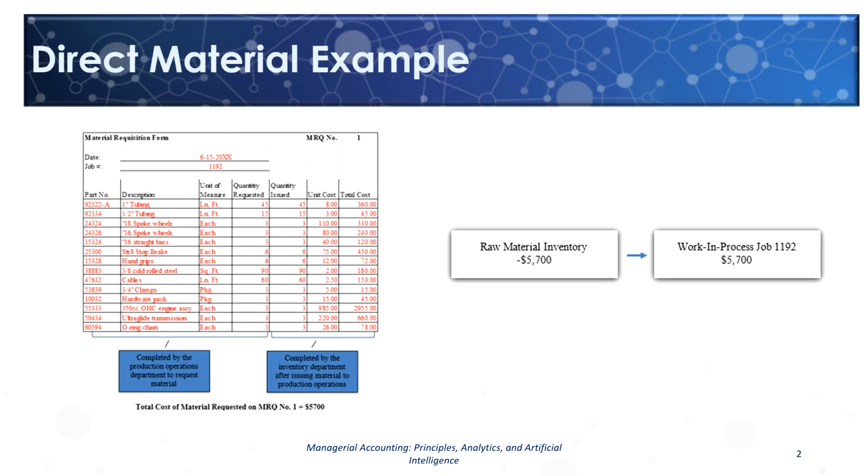Direct materials are tracked using a materials request form, sometimes called materials requisition. This document shows the amount of material moved from raw material storage into production. Once materials are used, their cost is moved from raw material inventory to work in process for the specific job.